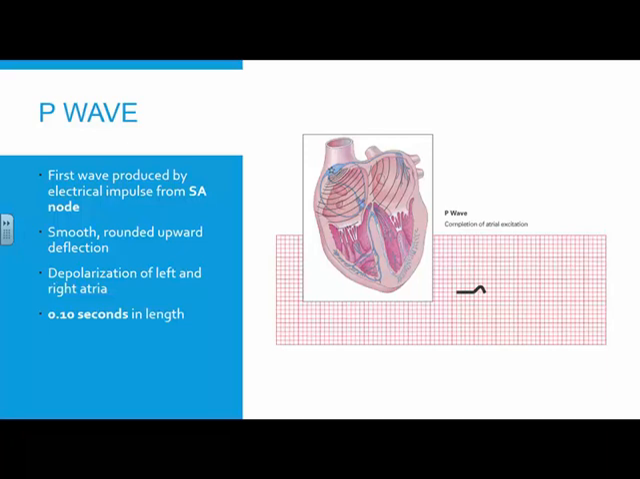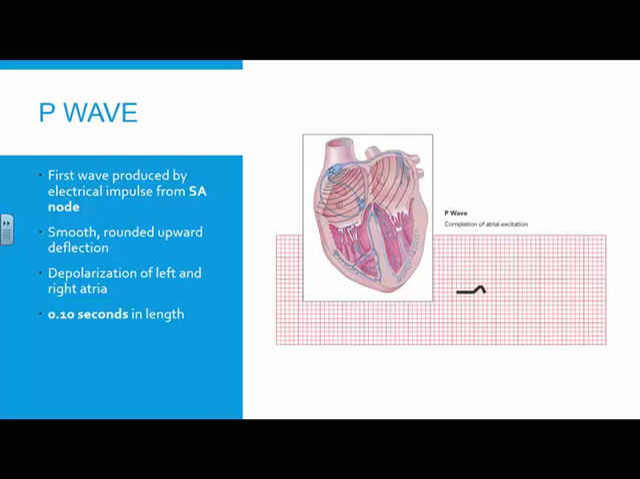Sometimes you may have P waves from other atrial excitation that doesn't occur in the SA node, but it will have a distinct look. For right now, what we need to know is that the P wave normally is upright, smooth, rounded, and it's a positive deflection. So we need to know what normal is so that we can figure out what abnormal is, right?